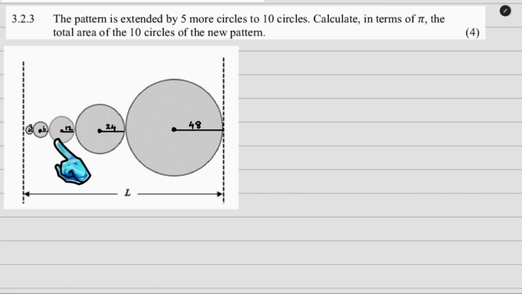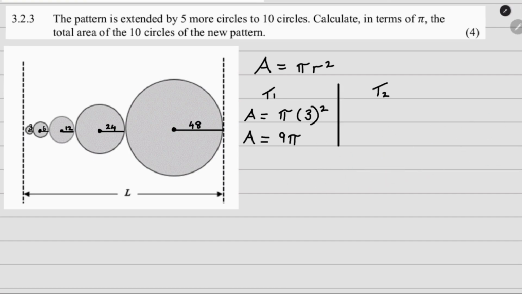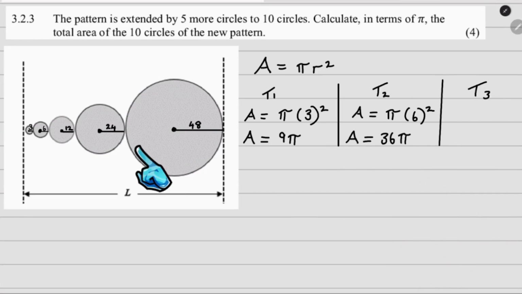Now the equation for the area of a circle is area equals pi r squared. So for the first circle, the radius is 3, so I'm going to make that replacement. And 3 squared is just 9, so the area of the first one is 9 pi. And then for the second circle, the radius is 6, so I'm going to replace radius here with 6. 6 squared is 36, so this one will be 36 pi. And then the third circle has a radius of 12. So it's going to be pi times 12 squared, which will be 144 pi.